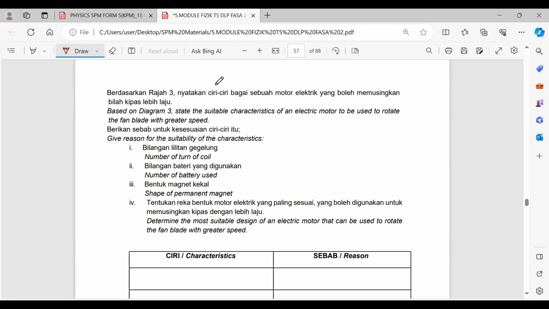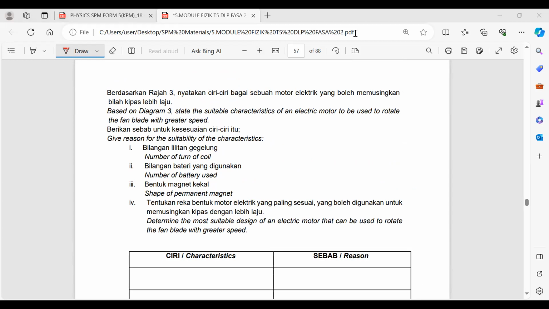So you choose from the number of turns, number of batteries used, and the shape of the permanent magnet, and then determine the most suitable. So the final conclusion: the most suitable design of the electric motor that could be used to rotate the blade with a greater speed. Okay. Wow, so fast.